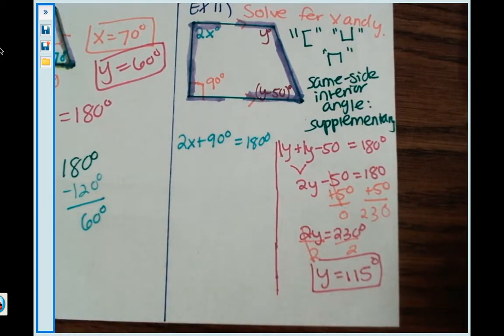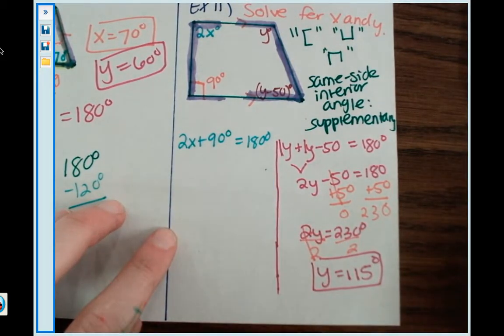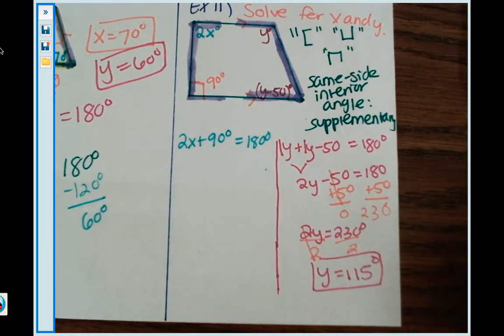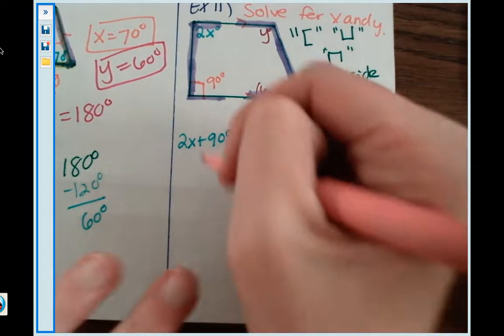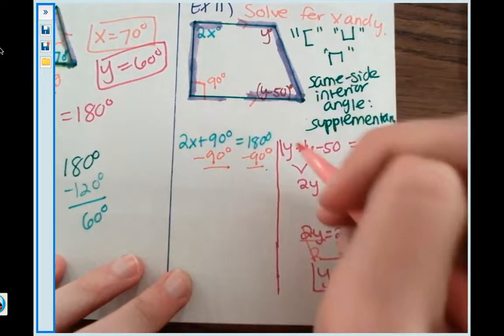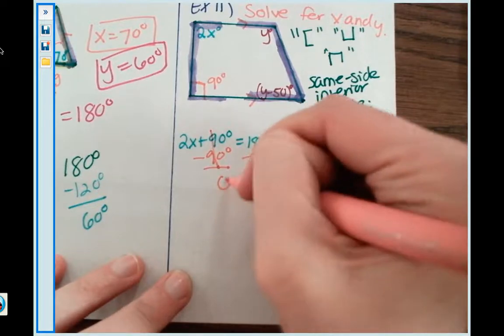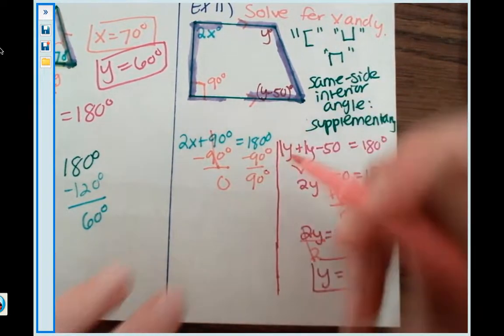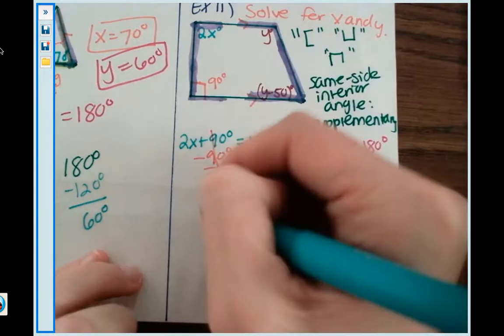Alright, so now let's solve for the x side. So I'm going to bring my 90 to the other side. I've got to solve for x, so I've got to get it by itself. The way I bring 90 to the other side, since it's positive, is I need to subtract it on the other side. 90 minus 90 cancels and turns to 0. 180 minus 90 is 90 degrees. So we have 2x equals 90 degrees.